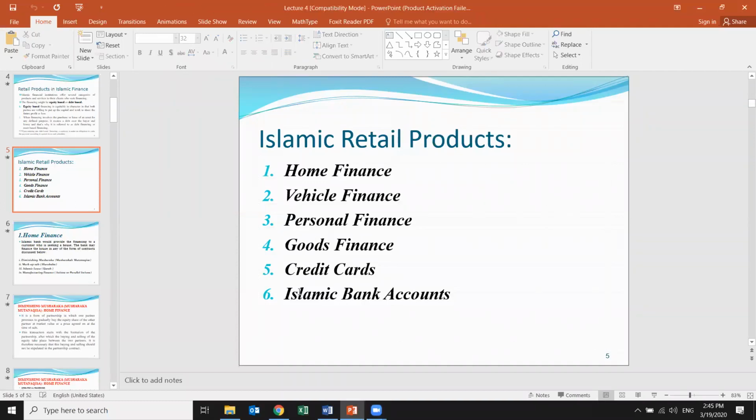Lastly, we did home finance and the vehicle and personal financing. We said that the home finance and the vehicle finance are the same, using different methods to calculate the financing. Now we are moving to the 4th, the goods financing, and the credit cards financing and Islamic bank accounts. These are the 3 left that we should deal with. So at the end of this lecture, we're gonna go through the article that you are going to write.